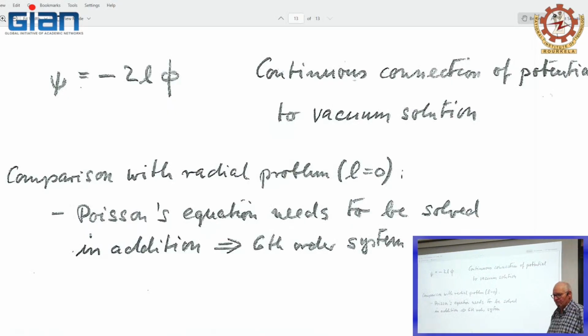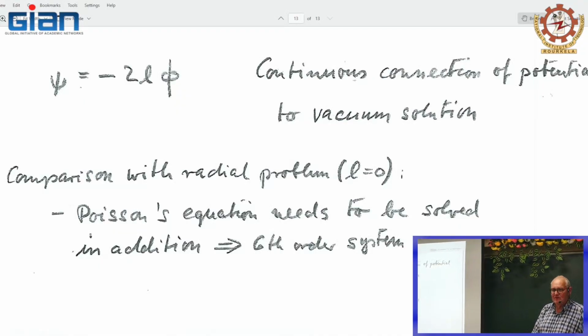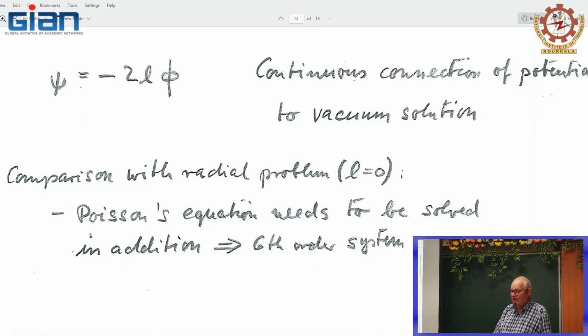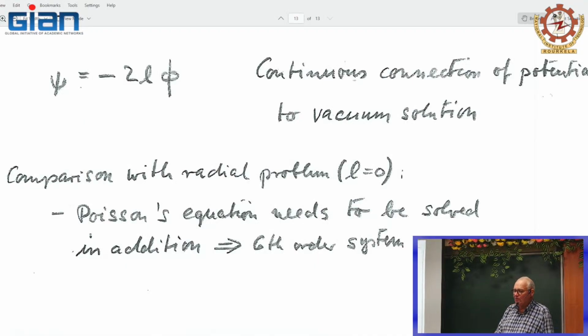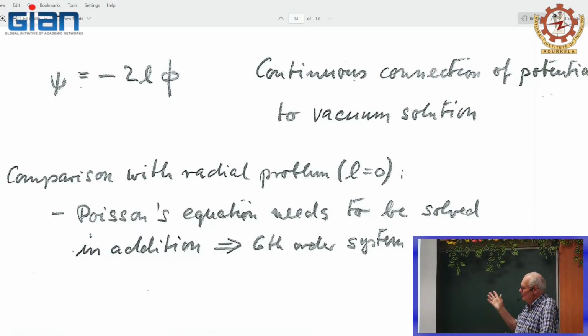So we need to solve a higher order problem, which caused in former times a big problem, because the higher the order of the differential system was, the more complicated and the more work had to be done numerically. Of course, there is some physics which is entering now once we consider non-radial perturbations, for instance, which effect will be coming in, which is not present once we consider radial perturbations.